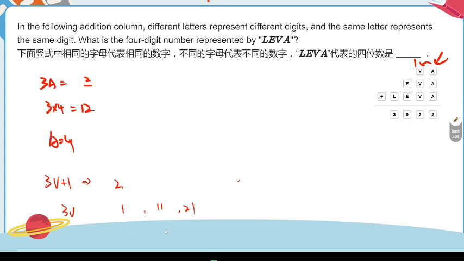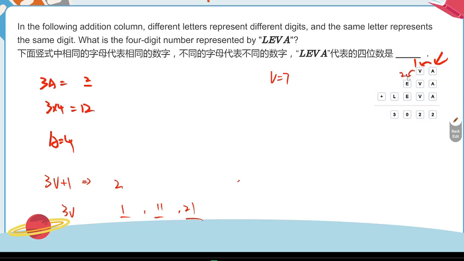Which is suitable for the V here? It must be the 21, because the 1 and 11 cannot be divided by 3. So we got V equal to 7. And let's continue. This time, we have a carry over 2 to the higher place.